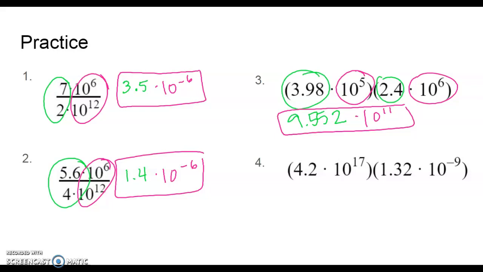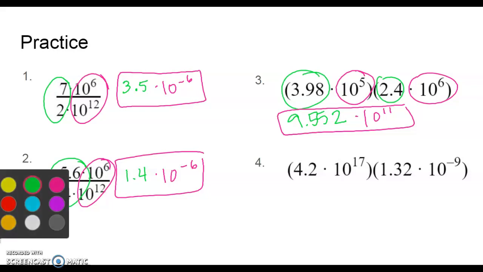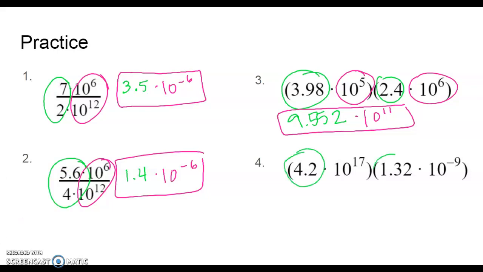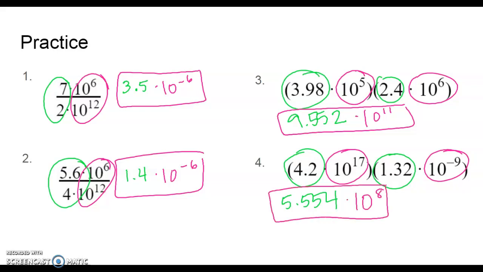And finally, number 4, 4.2 times 10 to the 17th times 1.32 times 10 to the negative 9th. So again, step 1 is to multiply my coefficients. 4.2 times 1.32 is equal to 5.554. And then I want to add my exponents because I'm multiplying. So 10 to the 17th times 10 to the negative 9th is equal to 10 to the 8th power. So my final answer is 5.554 times 10 to the 8th power.